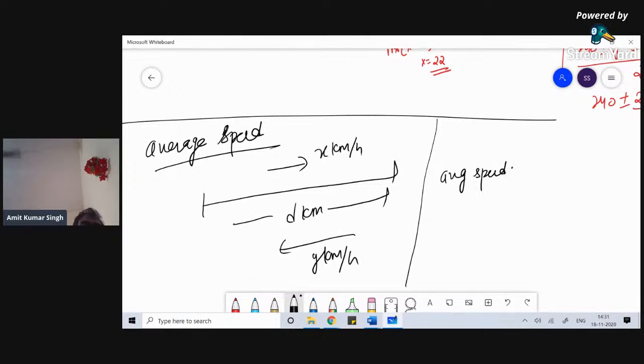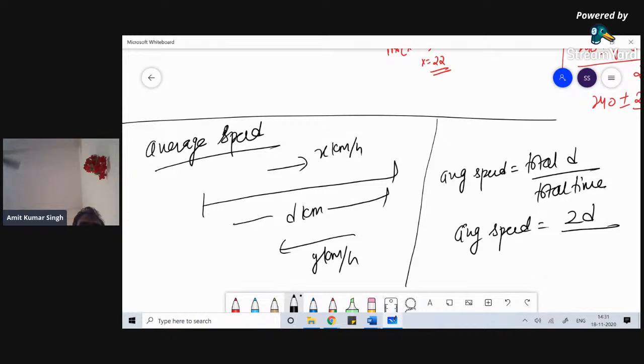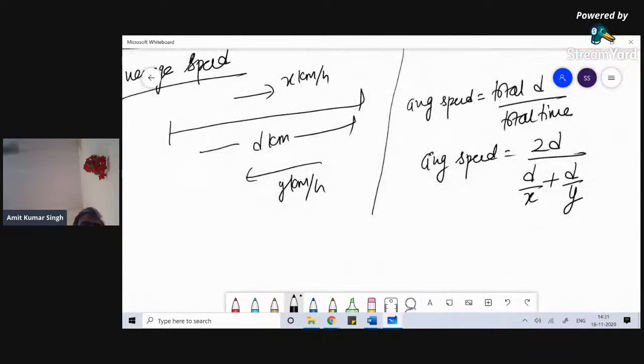average speed is basically the total distance by total time. So when you are using average speed, you will take the total distance as 2d divided by total time, that is d by x plus d by y. So the average speed you get is 2 by (1 by x plus 1 by y), that is 2xy by x plus y.